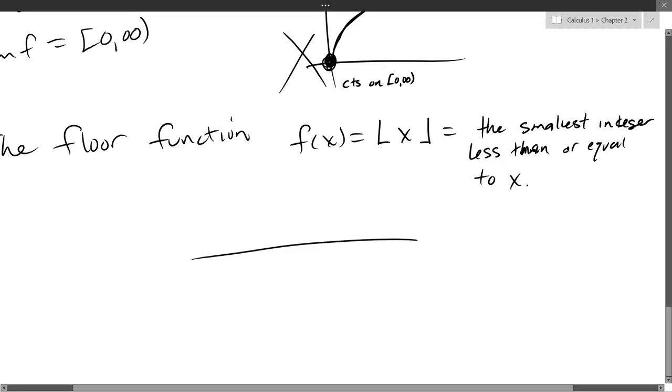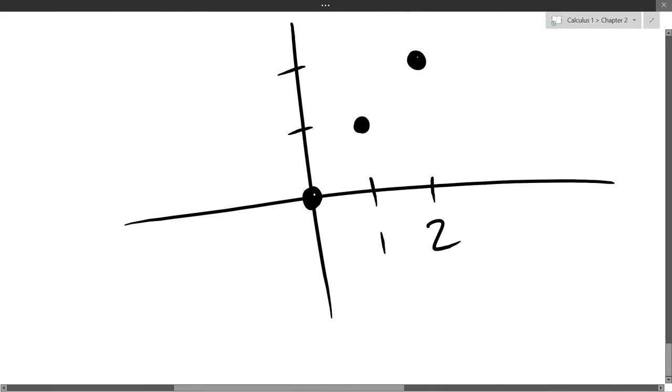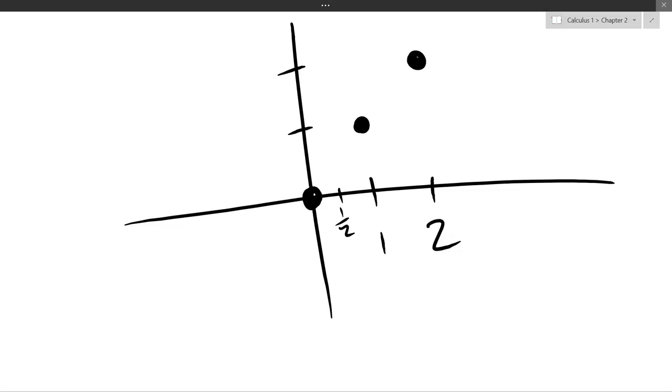All right, so we'll graph it. What is the smallest integer less than or equal to zero? Zero. What's the smallest integer less than or equal to one? One. What's the smallest integer less than or equal to two? All right, very good. Let's think about one half now, halfway between 0 and 1. What is the smallest integer less than or equal to 1 half? Is 1 less than or equal to 1 half?